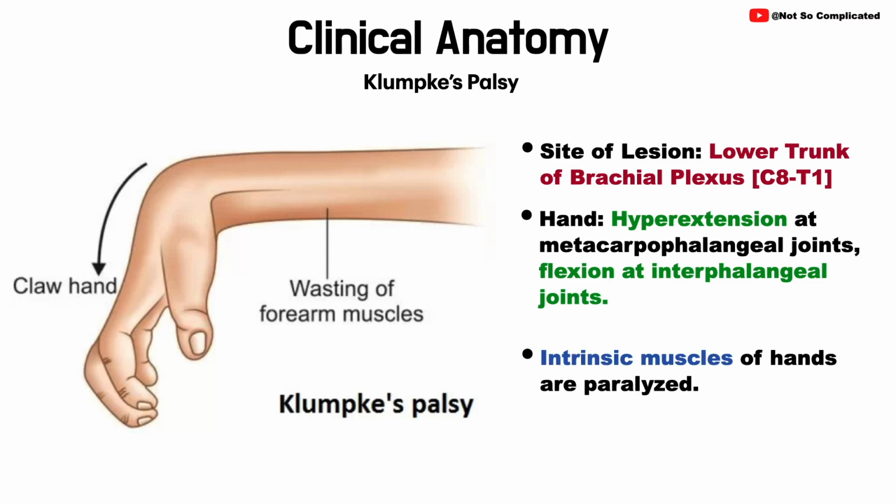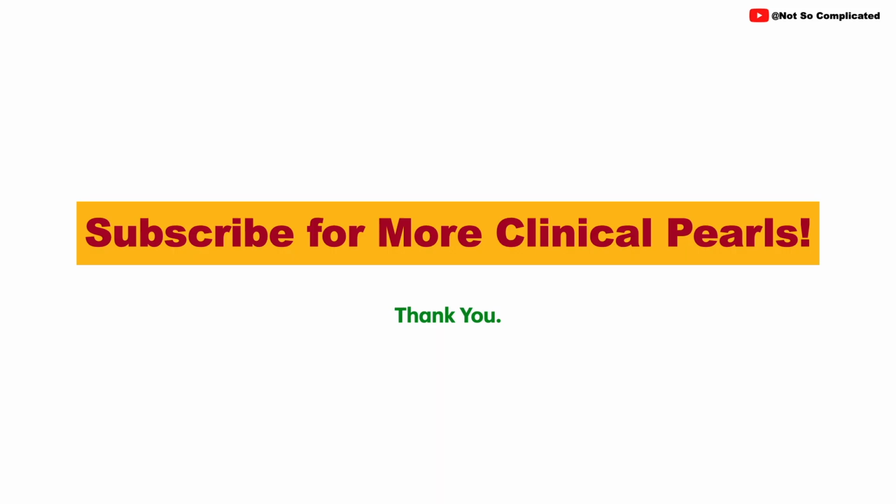The intrinsic muscles of the hand are also paralyzed, and there will be sensory loss in the skin also. So that is all about the brachial plexus.